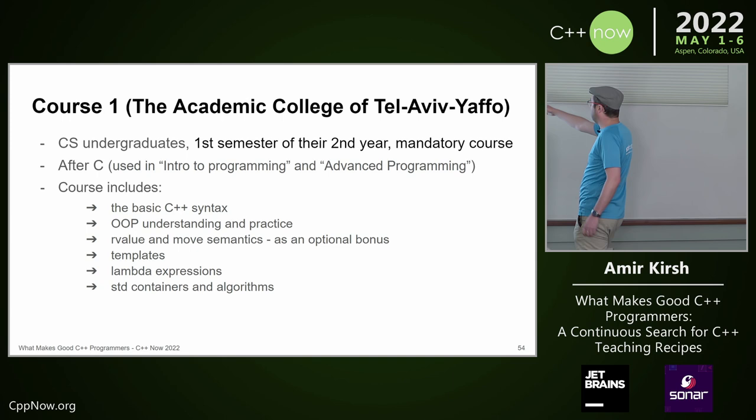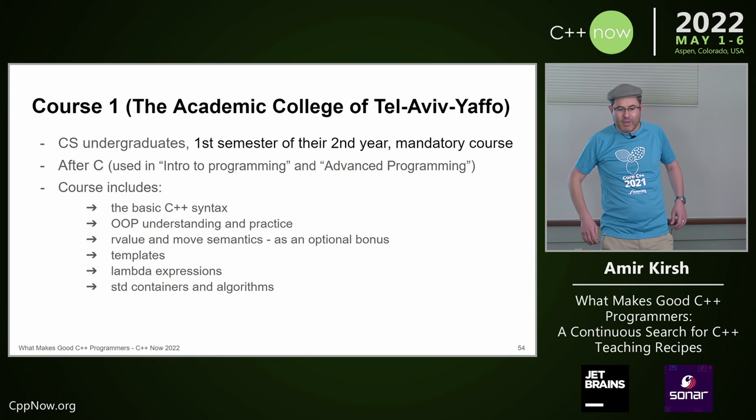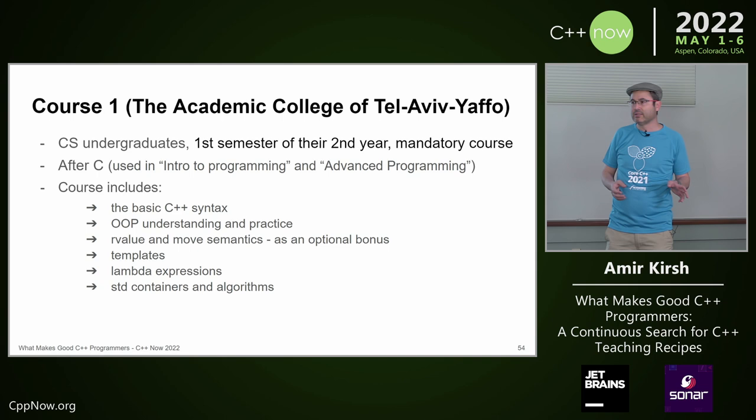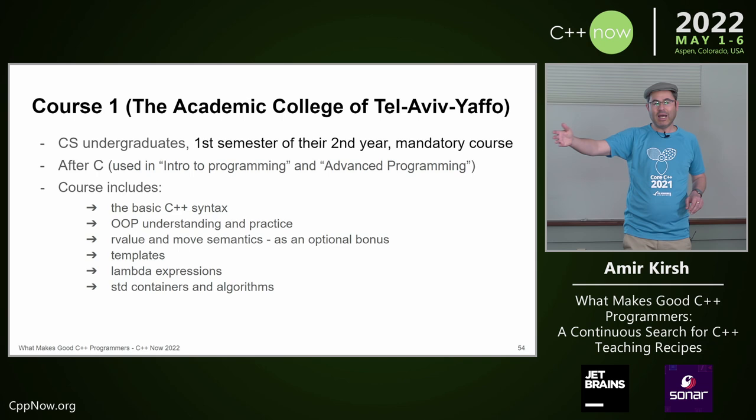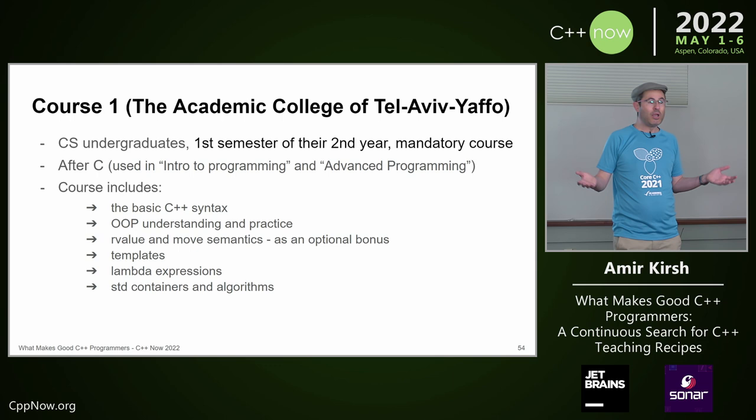So the course includes the basics of C++ and OOP understanding, because this is the first OOP course, and it might be that they would not take any other programming course. I mean, Java, C Sharp, other courses, Python, are non-mandatory. So this is the last mandatory software language course. So they have to get the foundations right.